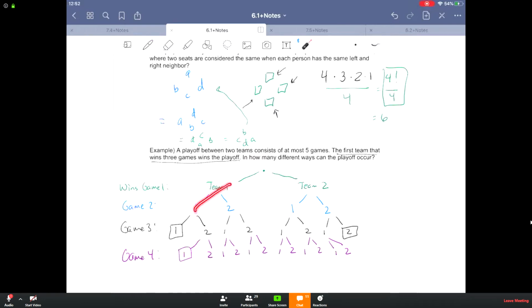Going along this route, I got 2 and 2, so that one's not done. I got 1, 2, 1, 1, so that one is also finished. Then I got 1, 2, 1, 2. That one's not done. I got 1, 2, 2, 2. That one's done. 1, 2, 2, 1. Not finished. But that one was. That one will be done. This one will be finished. And that one will be finished. So the boxes are all the ones that are finished. The boxed numbers mean that we're finished with that game. The team that wins 3 games wins the whole thing.